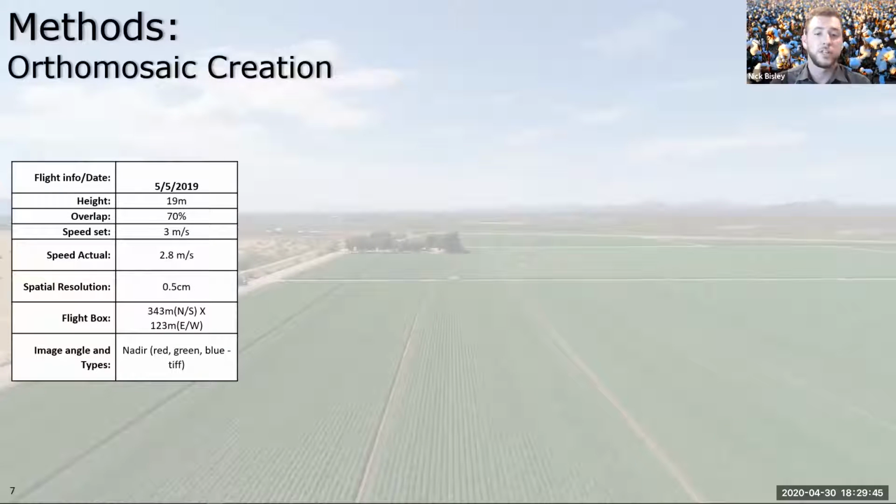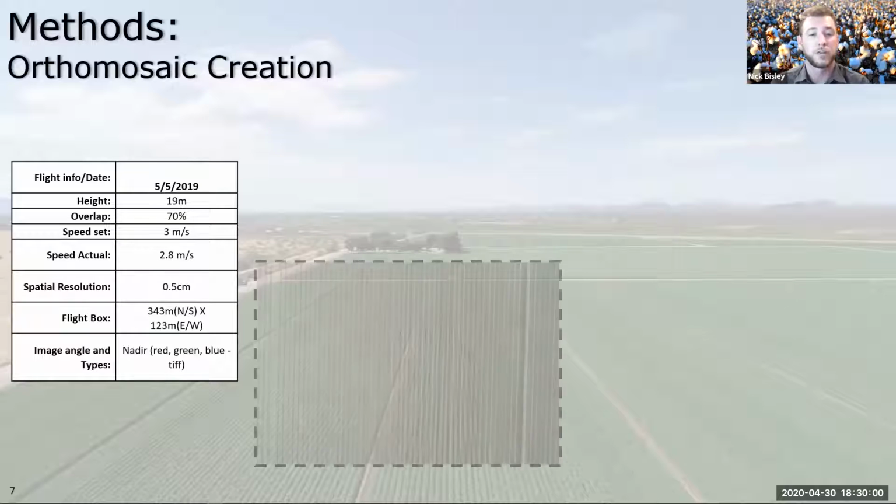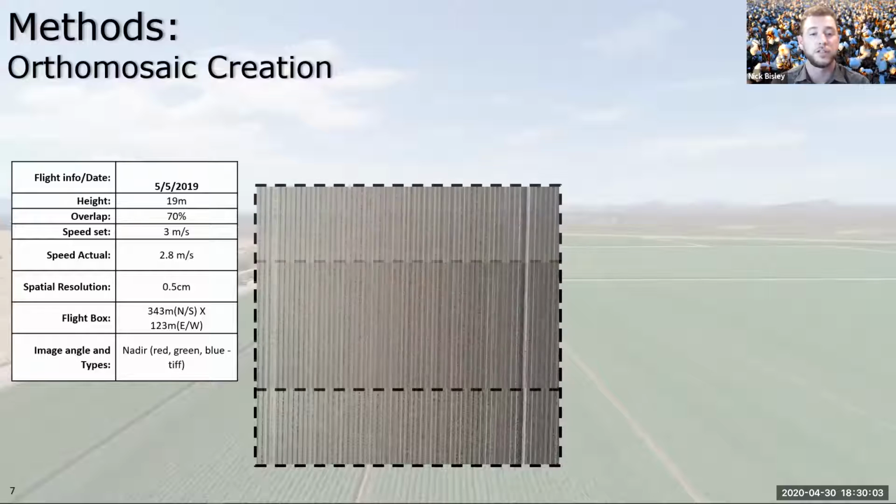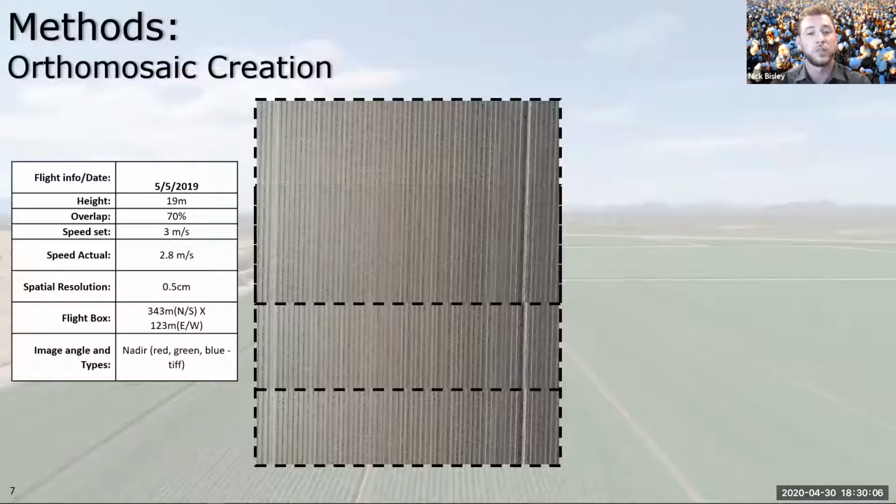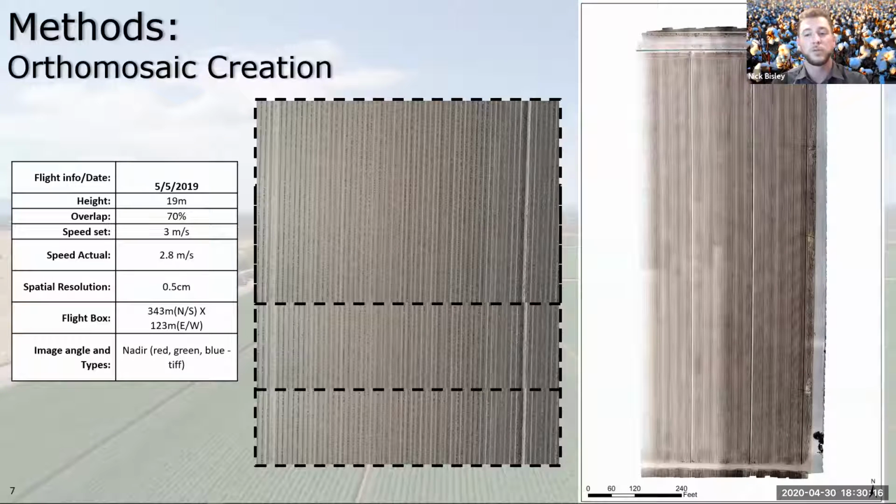Okay, so here's a little bit on the orthomosaic. There's the flight information there. You can see our spatial resolution was very small, half a centimeter. That was to make sure that we were able to see gaps in between the individual plants. And so in the orthomosaic process, as the drone is going across the field, it's snapping these photos, and they overlap about 70%. That overlap allows for minimization of the distortion in individual pictures. And so what's created is an orthomosaic image, and that allows for accurate measurement across a large area.